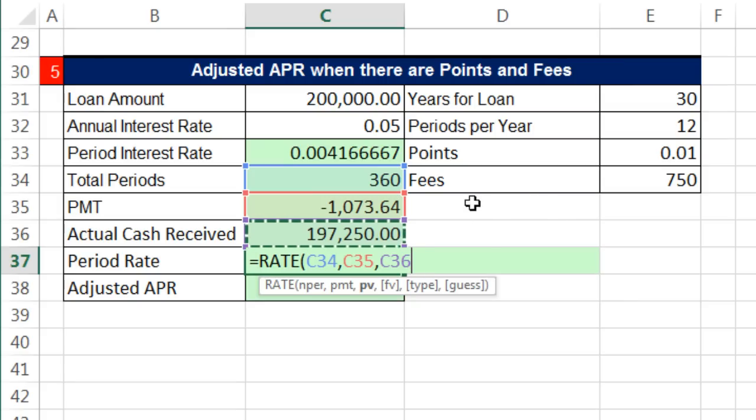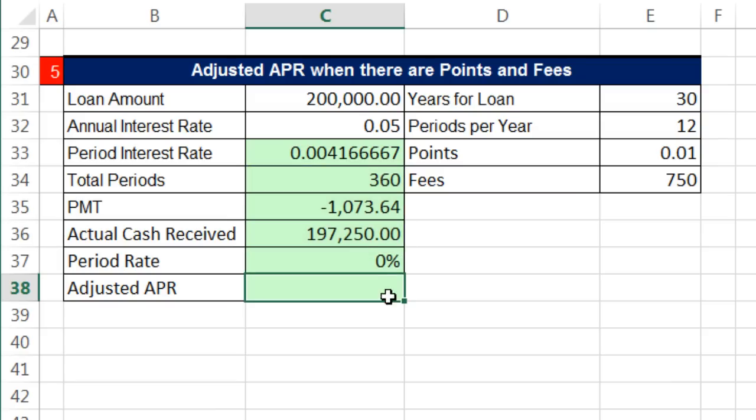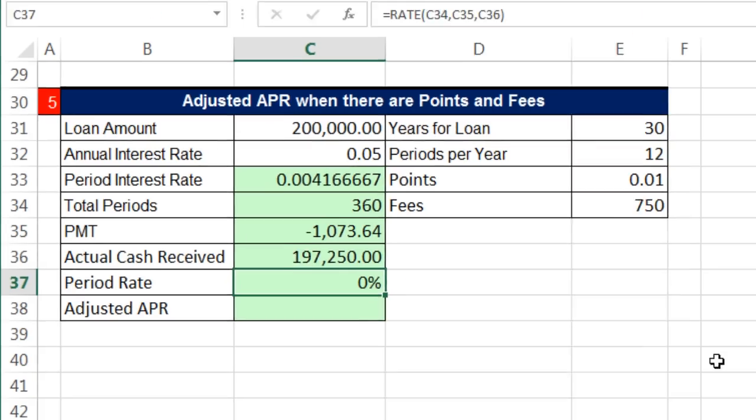Cash flow is important here. The PMT is negative. The actual cash received is positive. We do not have any future value, balloon payment at the end. This is a consumer loan, so it's zero at the end. And we don't need to put a guess in here. So we're simply going to close this off. And it's 0. I love that. We're dancing. No, that's number formatting. Don't get tricked by number formatting.